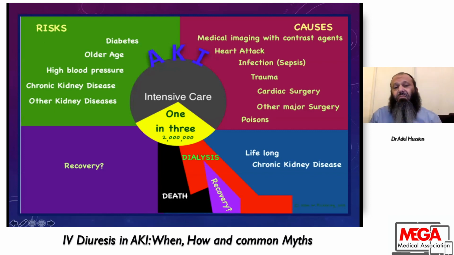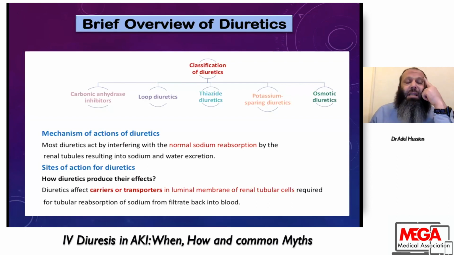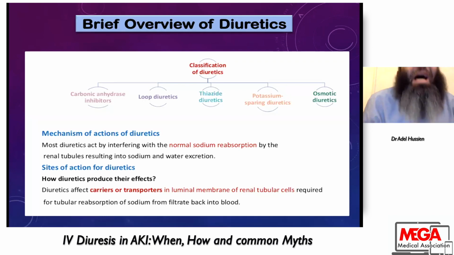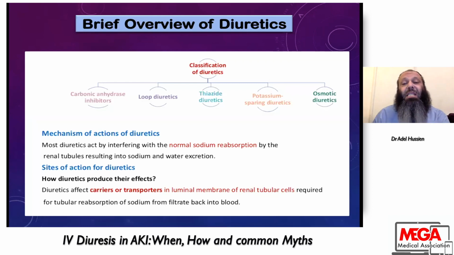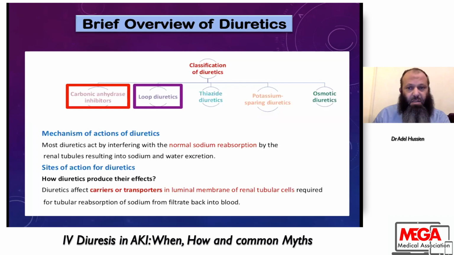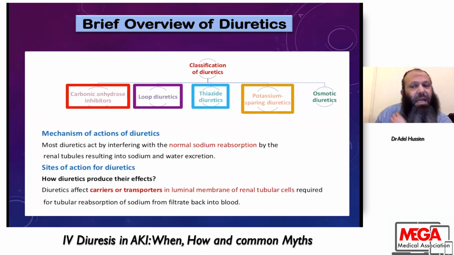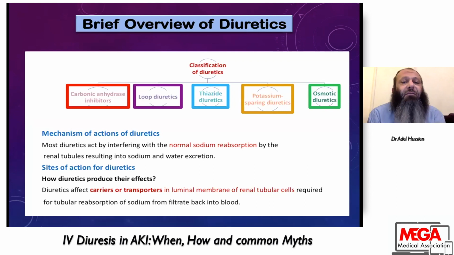So for the role of diuretics, which is my topic tonight, just going back to pharmacology as a reminder about the classifications of diuretics. We have carbonic anhydrase inhibitors, loop diuretics, thiazide diuretics, potassium-sparing diuretics, and osmotic diuretics. Those are the 5 classes of diuretics that we are using. Sometimes we use the osmotic diuretics. Potassium-sparing diuretics, we usually use in heart failure patients.